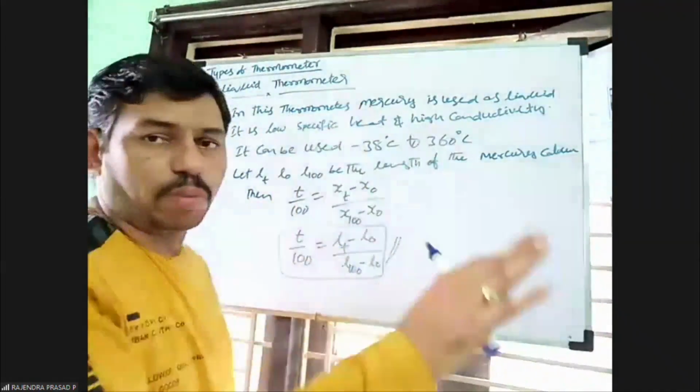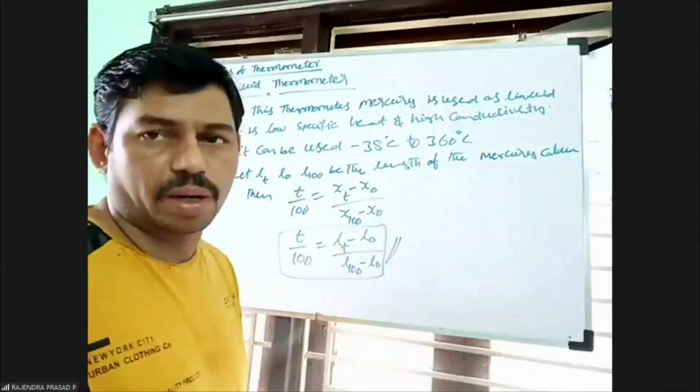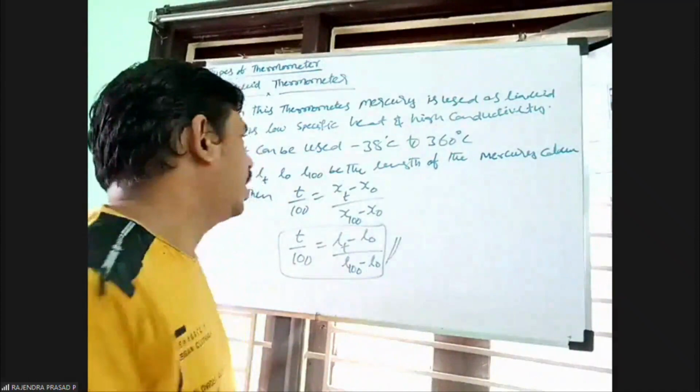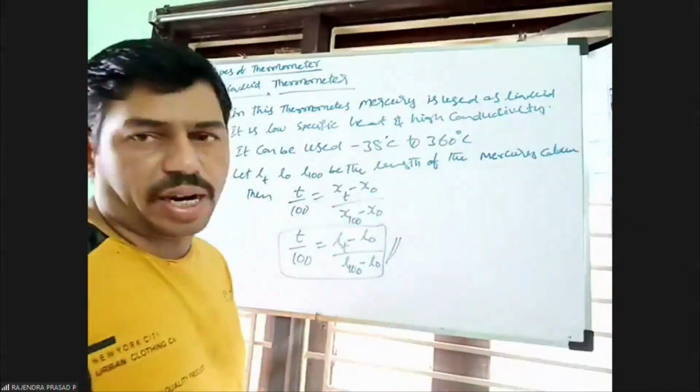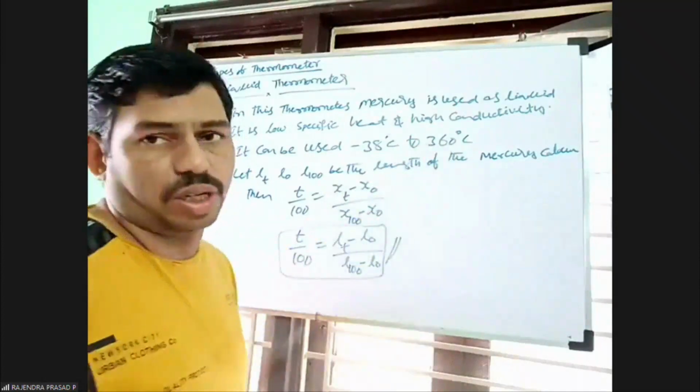There are more thermometers among liquid thermometers. In hospitals also, liquid thermometers, mercury thermometers, are used. It has a low specific heat and high conductivity. It can be used from minus 38 degrees C to 360 degrees C, limited only to between them.